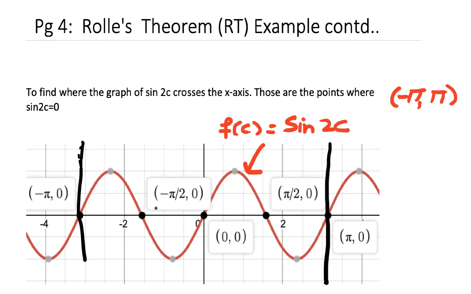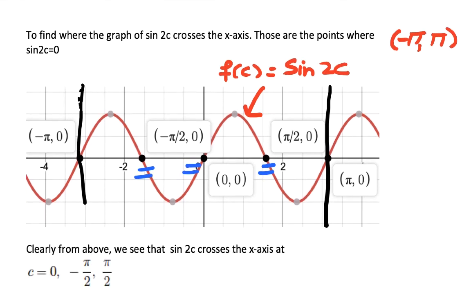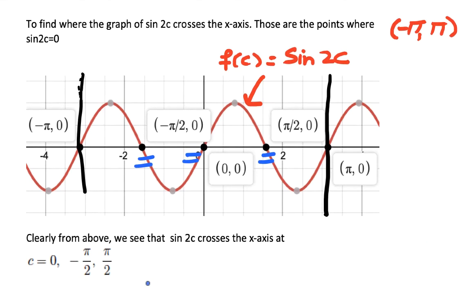So the graph, if you notice, is crossing the x-axis at the points minus pi half, 0, and pi half. So clearly, the value of sine 2C is 0 at the points 0, minus pi halves, and pi halves. So we've been able to find the values. So what we see is there are at least 3 points where the graph of the function is crossing the x-axis. Now there's another way to also check whether the values you are getting are right.